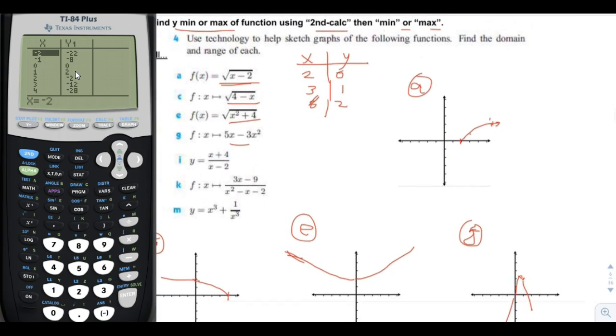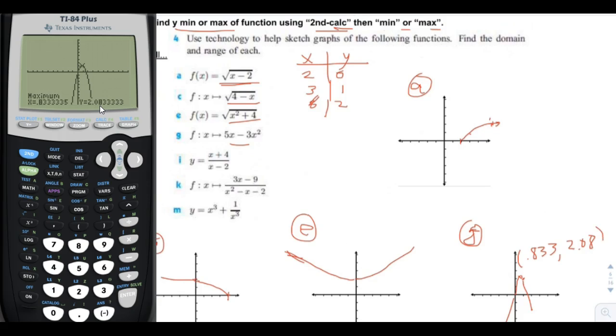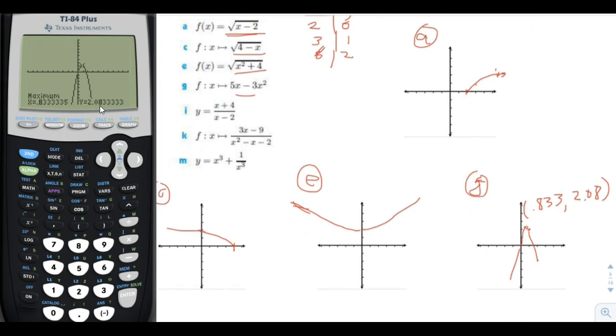And if you want to see where the vertex is, how would you do that? You would use second Calc Max, right? So let's do that. Second Calc Max. So we have to use this function to find it because, of course, we could use the algebra we just reviewed in chapter 1, but so the max is 0.833 to 0.08, okay? So the max here is 0.833 and the y value is 2.08. Not exactly, but okay.